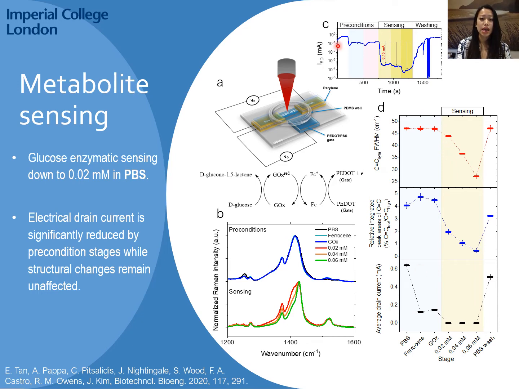So we can conclude here that the structural probe is actually unaffected by the other components in the electrolyte and is just as sensitive to the analyte detection down to 0.02 millimolar in PBS.